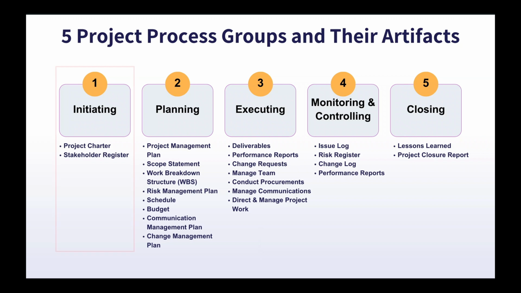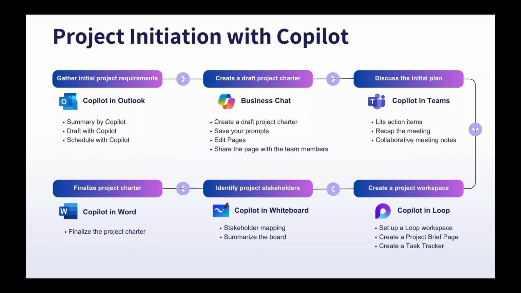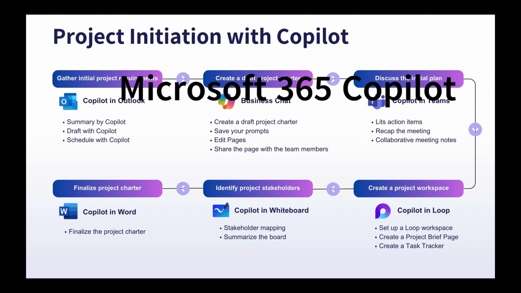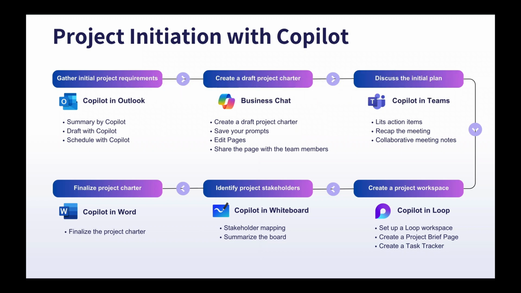But for this demo, we will only focus on the initiating process group, where we will create the project charter and identify the project stakeholders. Here is an overview of our demo today. We will use Copilot in Outlook to gather the project requirements, and we will do a couple of actions here utilizing Copilot, including a summary of the email by Copilot. Then we will also schedule a call using Copilot. Using Business Chat, we will be able to create a project charter. This is going to be a draft project charter.